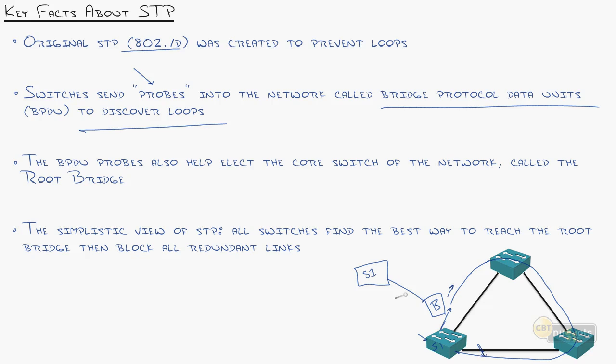Now this BPDU has a second function, and that is to help elect. That's right, they have a little political election here. Elect the core switch of the network, which we call the root bridge.